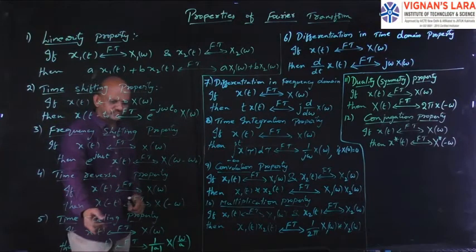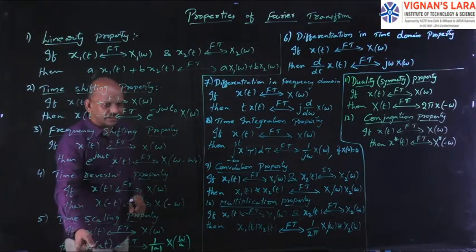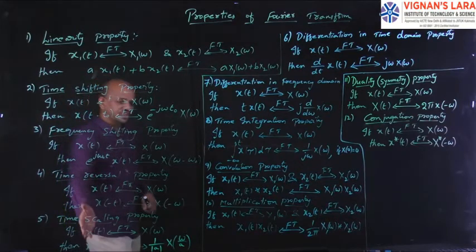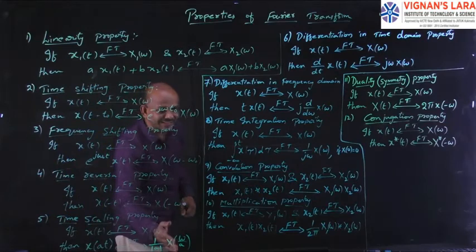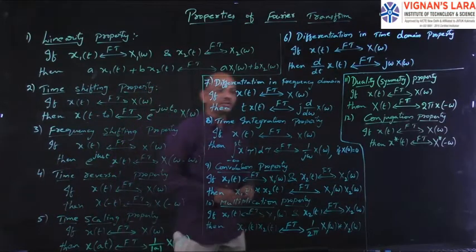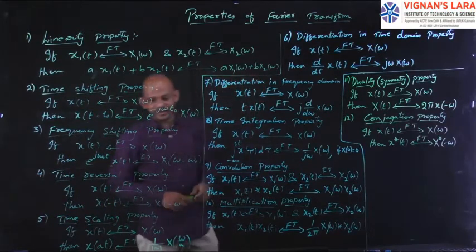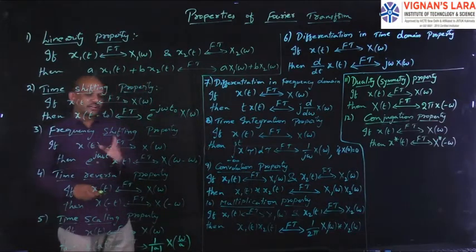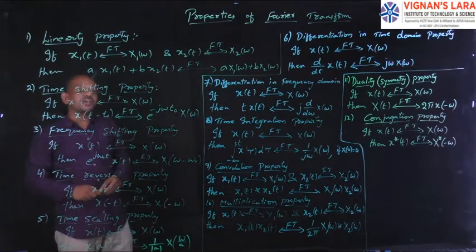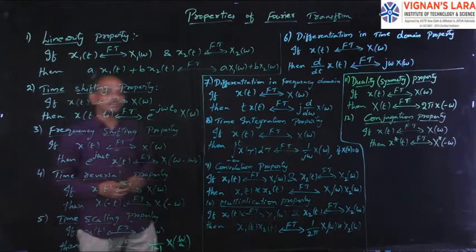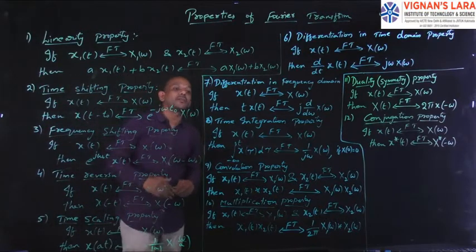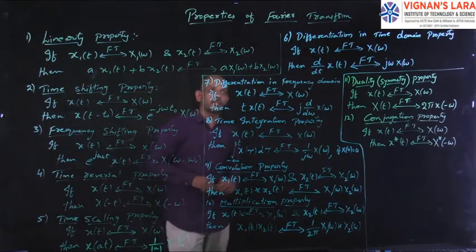Okay, simple. Here I am multiplying with a constant. So the change will occur at this end, like 1 by mod a into capital X of omega by a. Simply, if x of t has a Fourier transform X of omega, then x of at will have a Fourier transform 1 by mod a into capital X of omega by a. This is the time scaling property.